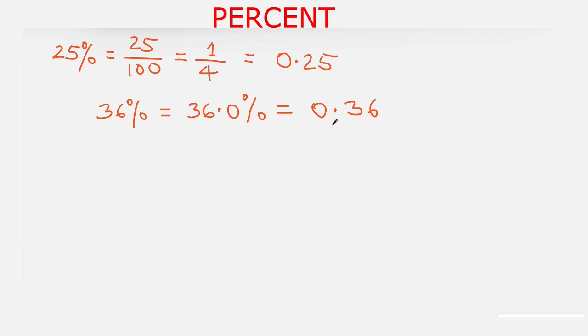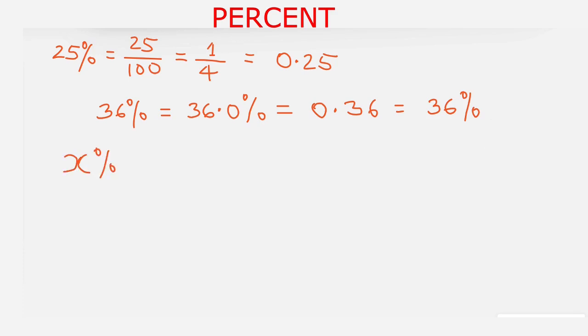It means that we have to shift this decimal towards right by 2 digits to convert it into percent terms. So this can be converted into percent by shifting the decimal towards right by 2 digits. So this becomes 36%. We have shifted this decimal by 2 digits and we have written it as 36%. This is the method of converting percent into decimal and decimal into percent.